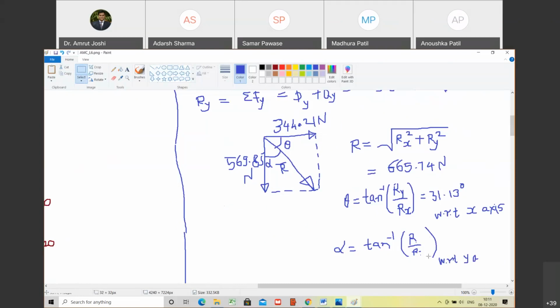Sir, theta 58.86 aa raha hai. Ye 31.13 nahi aa raha hai na? Nahi sir, 58.86 aa raha hai. Okay, 58.86 degrees. Great. And now tan inverse of Rx by Ry karna. Kitna aata hai? Sir, fir wo aayega shayad 31.13. Haan, to wo aise gadbad kaise hua? 31.13. Is it right? Yes.